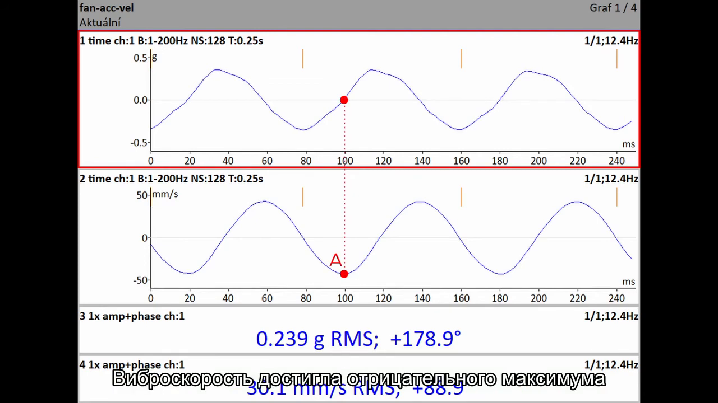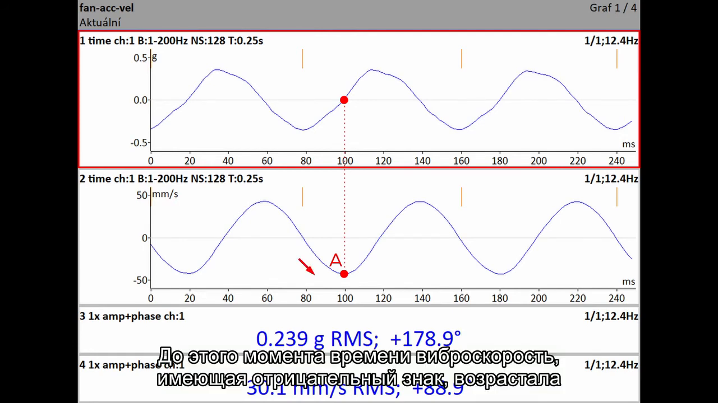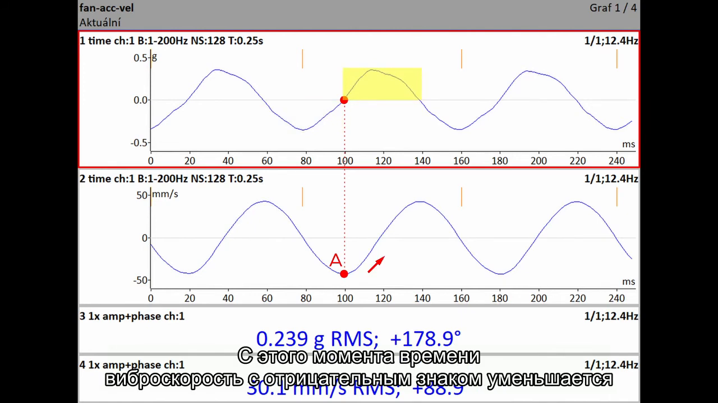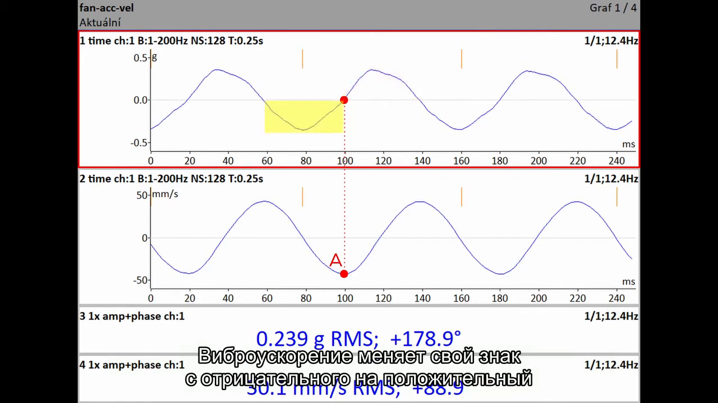The velocity has reached a negative maximum. The acceleration is 0. Why? Before this time, the negative velocity increased. It means the negative acceleration was applied. From this time, negative velocity decreases. It means the positive acceleration is applied. The acceleration changes from negative to positive.